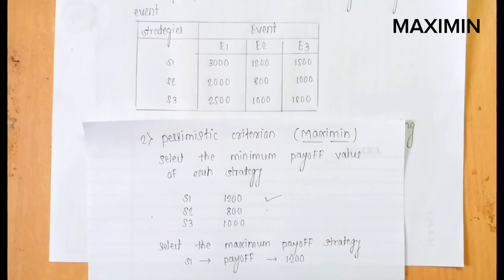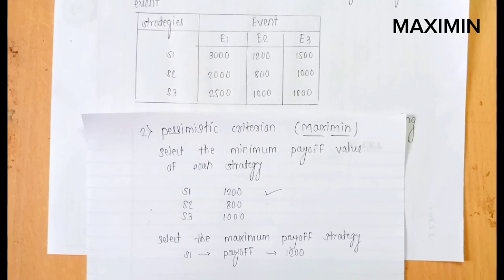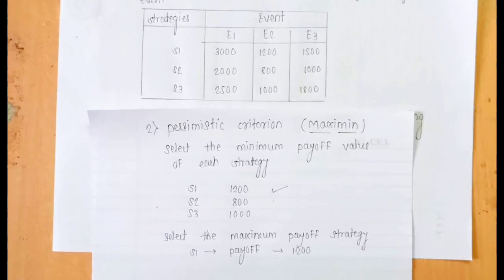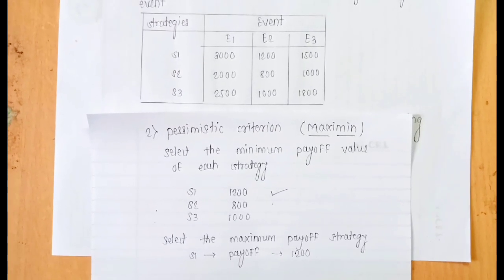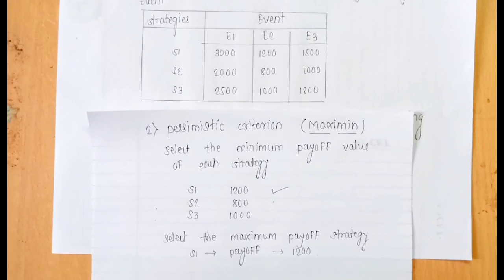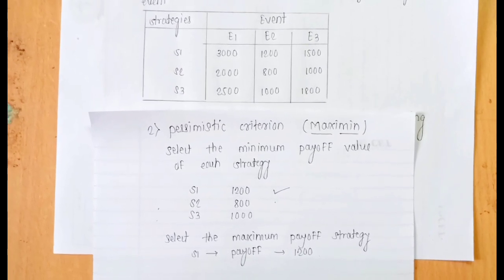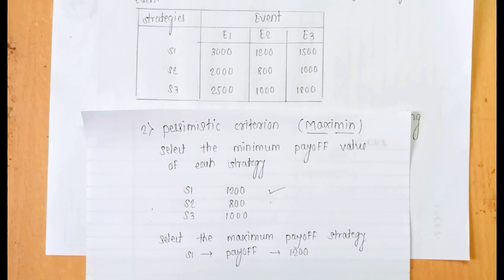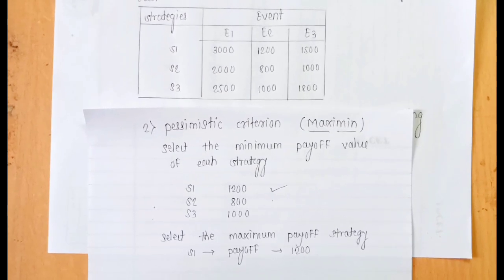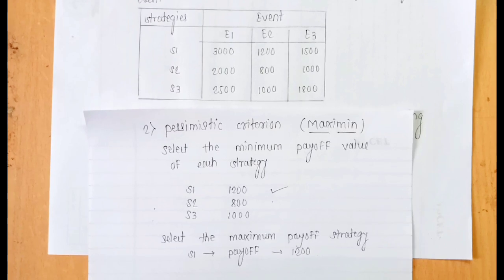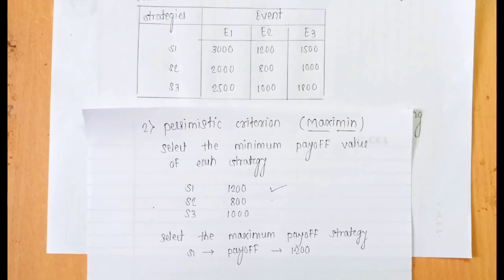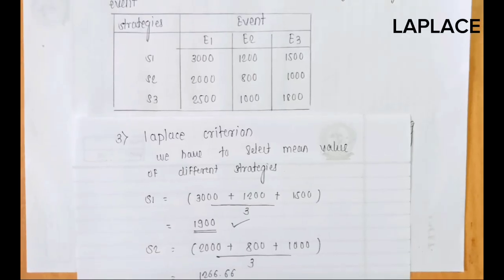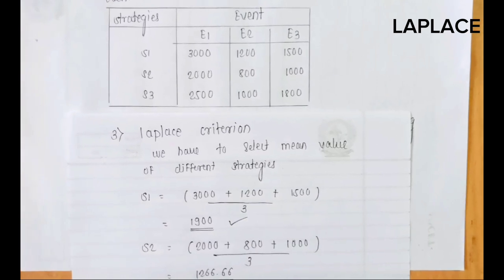The second one is the maximin criterion, which is the pessimistic criterion, in which first we have to select the minimum payoff value of each strategy. In the table, for S1, S2, S3 across the events E1, E2, E3, the minimum value for S1 is 1200, S2 has 800, S3 has 1000. From these three we have to select the maximum payoff, which we get as 1200, which is of the S1 strategy.